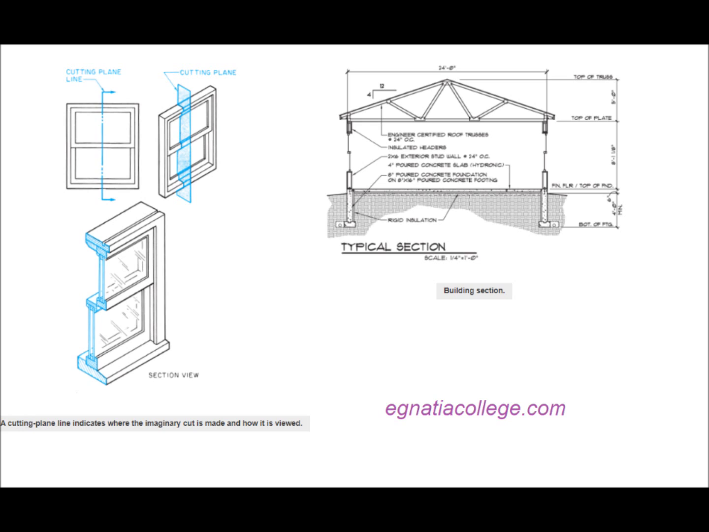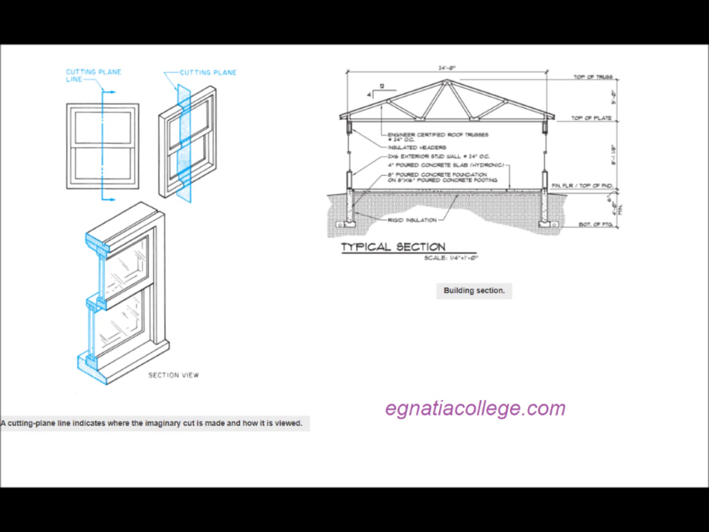It was established earlier that section views are needed to show interior detail. In order to show where the imaginary cut was made, a cutting plane line is drawn on the view through which the cut was made. A cutting plane line is usually a heavy line with long dashes and pairs of short dashes. Some drafters, however, use a solid, heavy line.